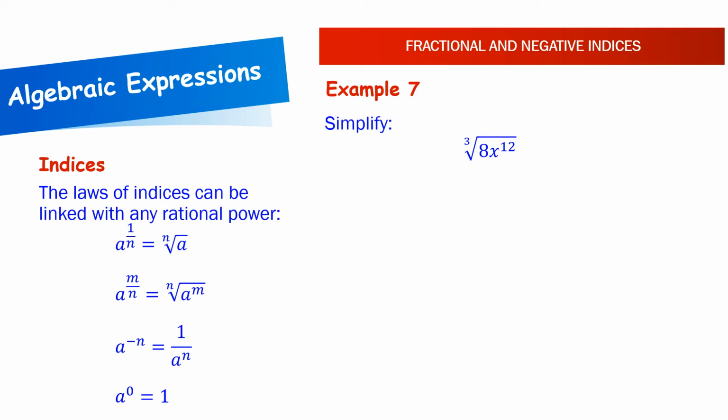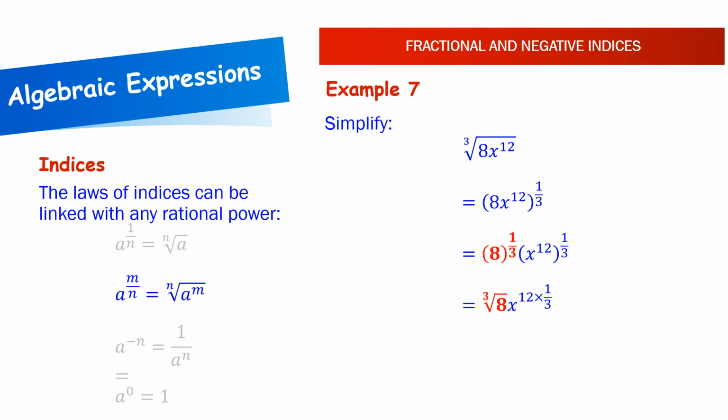Now let's simplify the expression shown. We can raise the contents of the cube root to 1 over 3. So now we have 8 to the power 1/3 times x to the 12 to the power 1/3. And of course tidying up. And here we can multiply the powers and tidy up some more. And of course x to the 12 times 1 over 3 is x to the 4. Which gives us a nice neat solution of 2x to the power 4.